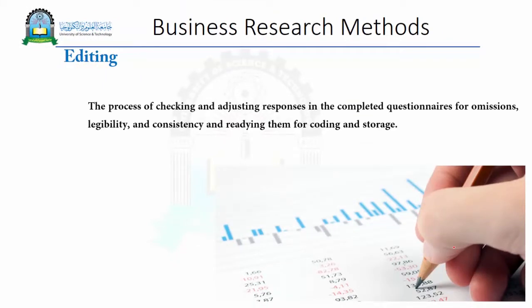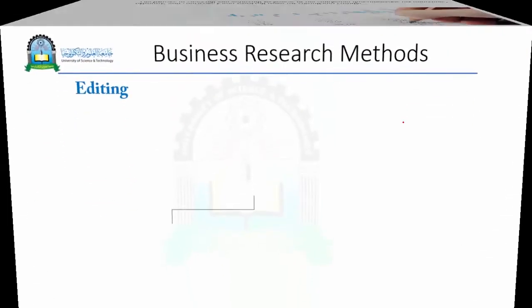After checking the questionnaires, you need to edit the data. The editing of the data is the process of checking and adjusting responses in completed questionnaires for omission, legibility, or consistency, and readying them for coding and storage. So we need to edit and then find out, using the frequency techniques, whether there is any problem or anything inconsistent.